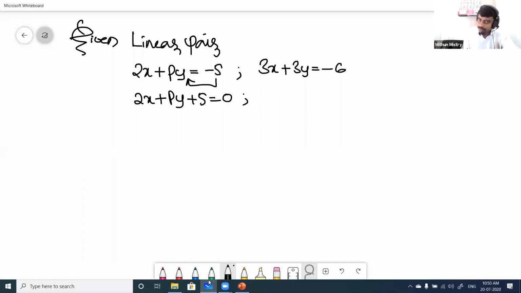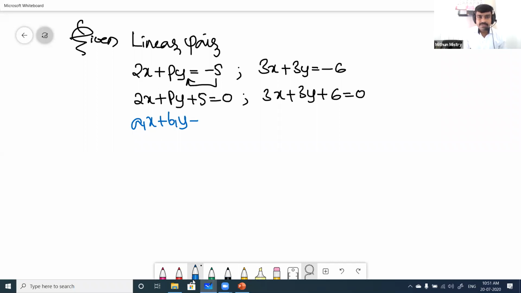3x plus 3y plus 6 is equals to 0. So I have again transformed it in this form. And now I will write a1x plus b1y plus c1 is equals to 0. In the general form there is equals to 0, so 0 and 0 should match, no? That's why we should take the c1 to the left hand side again.